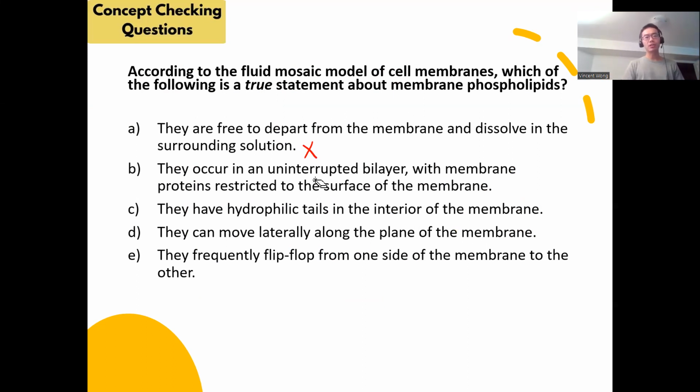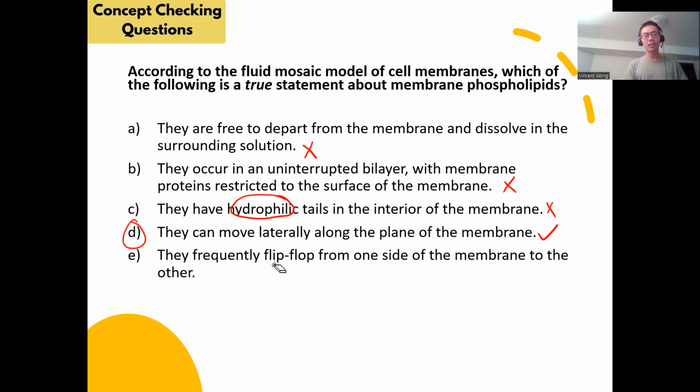They occur in an uninterrupted bilayer with membrane proteins restricted to the surface of the membrane. That's not true. We have proteins on either side, and sometimes proteins go right through. Next one, they have hydrophilic tails in the interior of the cell membrane. That's not true. The tails are hydrophobic. They can move laterally along the plane of the membrane. That's true. Remember my analogy with the balls and the bathtub? They flow around laterally, no problem. So that's the correct answer.